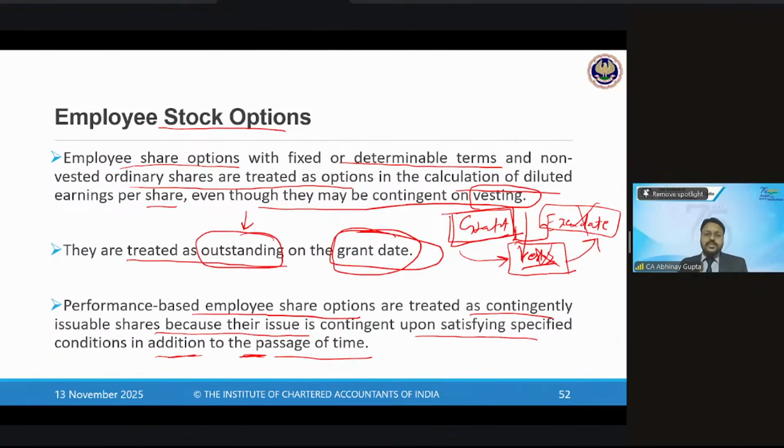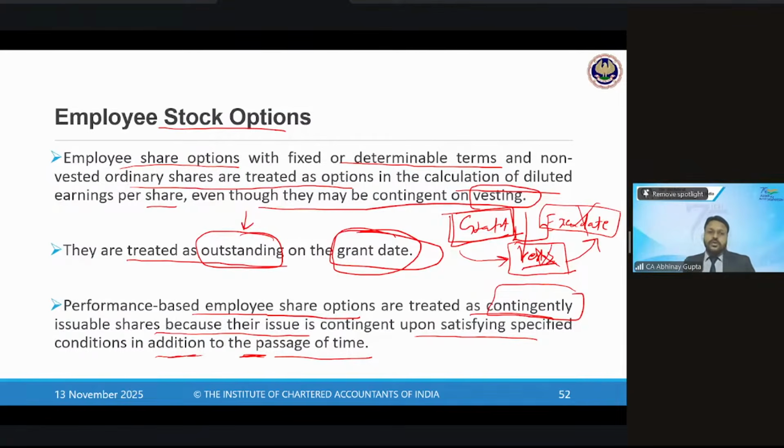So if there are any such performance conditions over and above the vesting period condition, then these ESOP options are considered as contingently issuable shares, because they are also dependent on whether the additional condition is satisfied or not, and that is uncertain as of today. Management cannot say that after the 3 years the company will be able to achieve 150 crores of revenue. We cannot say. Even if we have already achieved 140 crores and only 10 crore is left to be achieved in the third year, even then we cannot say for sure that 10 crore will be achieved, right?